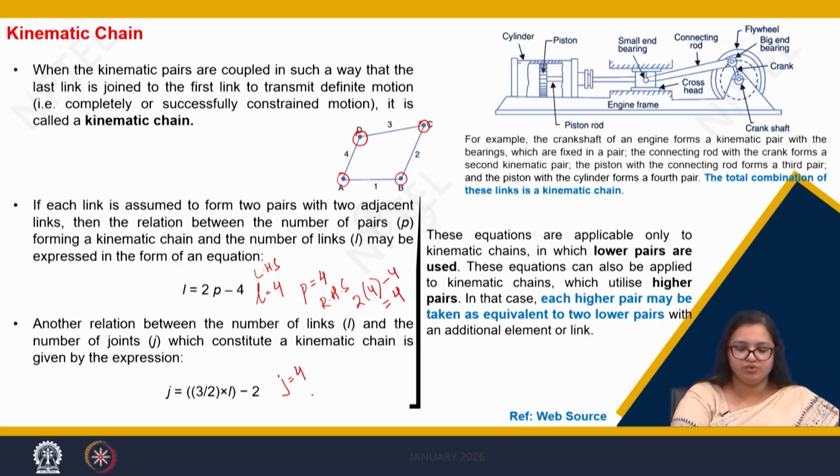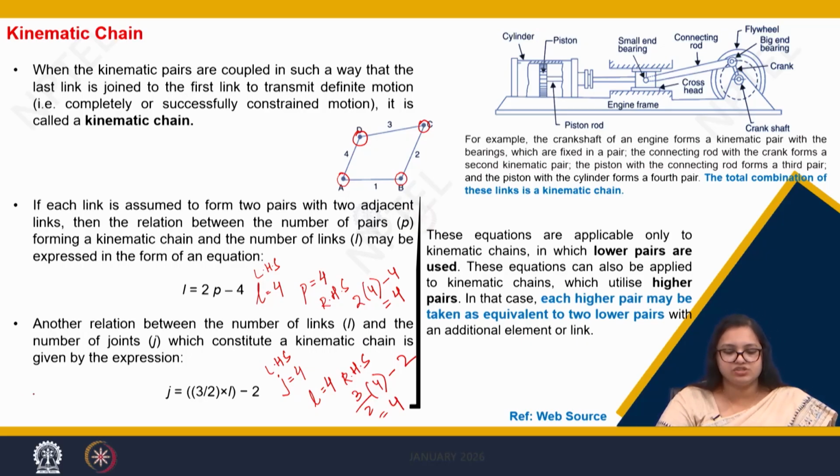So J is 4. Now what is the number of links? It is also 4: 1, 2, 3, 4. So J is the LHS, and L we have to put in the RHS, which is 3 by 2 multiplied by 4 minus 2, which is 4. So again we see that these two equations are satisfied in this kinematic chain. So when there is any kinematic chain, these two equations have to be satisfied.